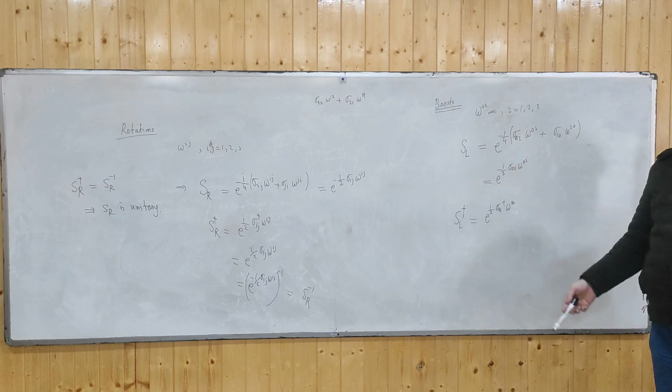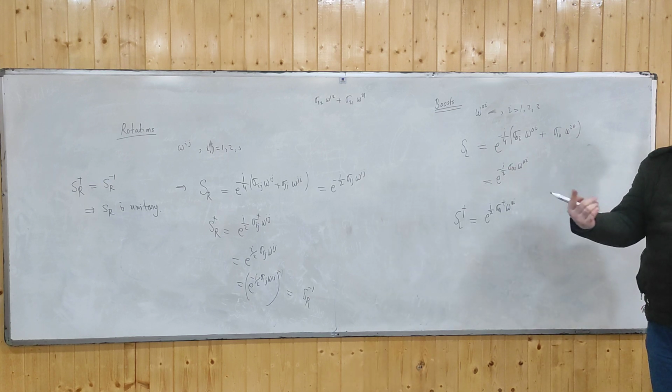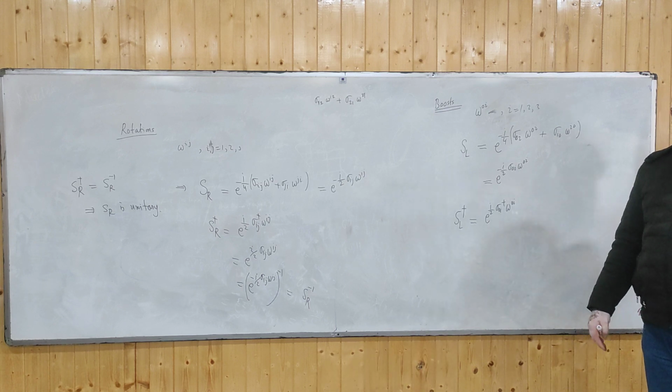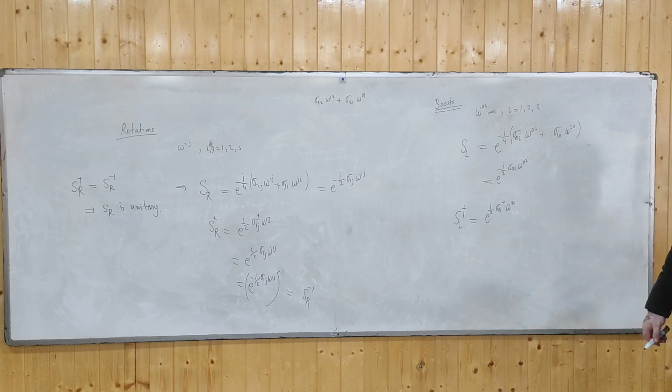What about omega ij? It will be simply the angle in the given plane. Let's say omega 1, 2 will give the angles in the xy plane. Omega 2, 3 in the yz plane and so on. Clear? Okay.